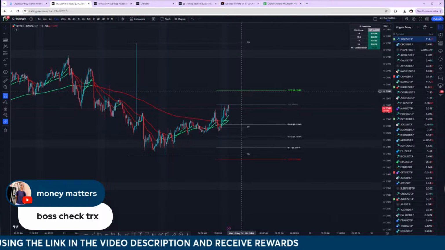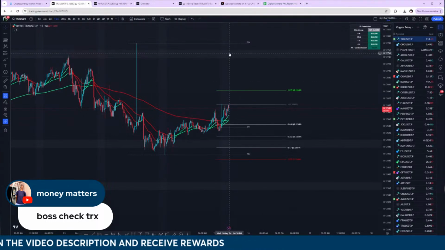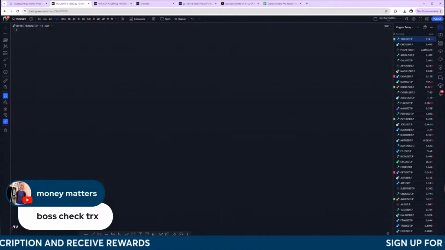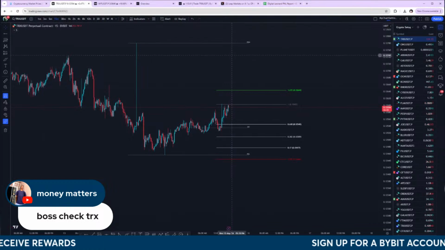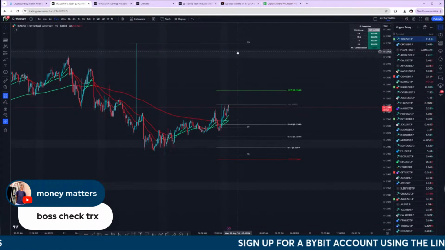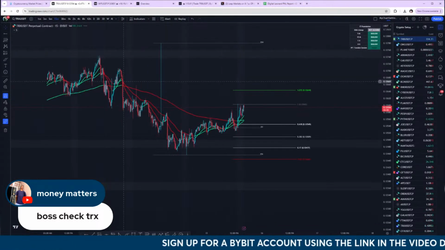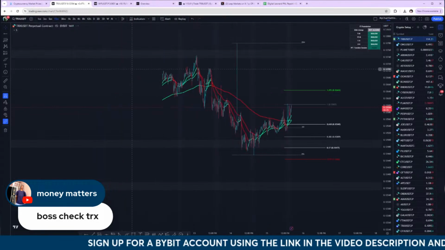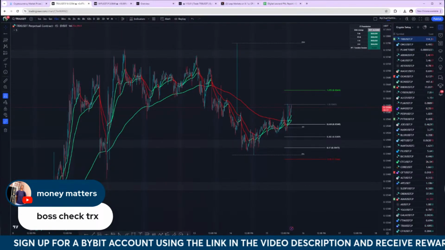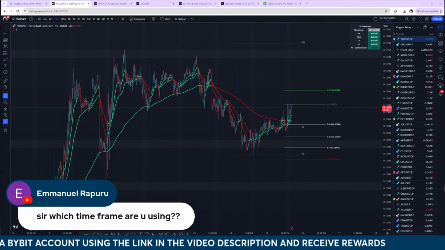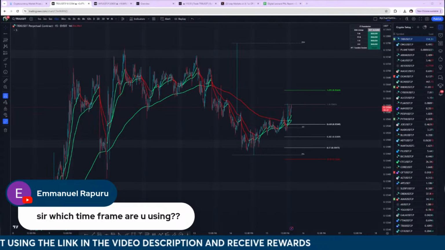But here, this is where you take your first TP, and then you can target that level of 0.12, okay? For TRX, you're targeting that level of 0.127, okay, 0.127 and all of that. That's basically what you should be doing if you're trading TRX, okay?